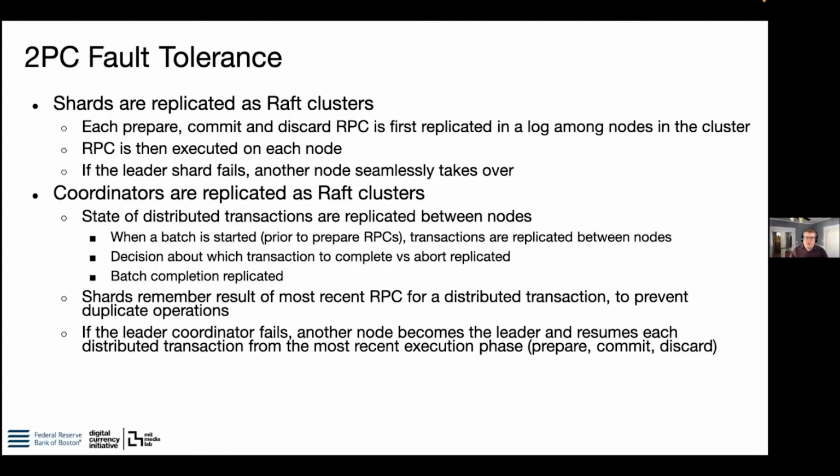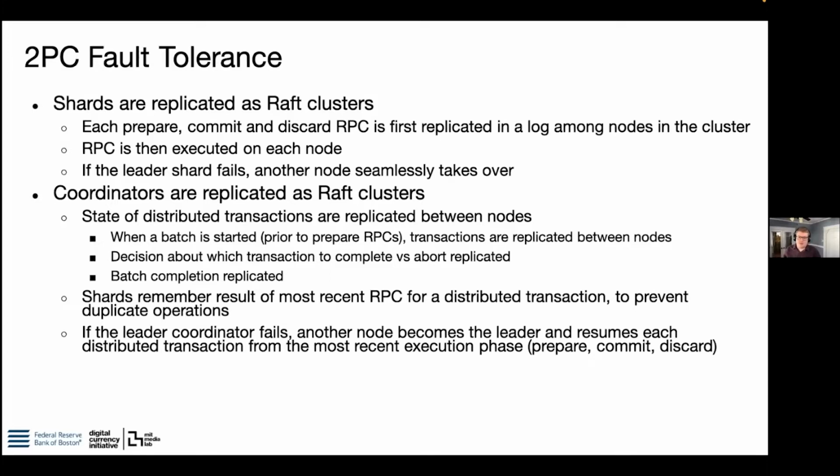So moving on, the way we get fault tolerance in this architecture is similar, except now the shards are also replicated as Raft clusters. So every RPC that the shard receives from a coordinator is first replicated in the replicated state machine before being executed and the response sent to the coordinator. And so if the leader shard in the cluster fails, one of the followers can seamlessly take over from where the previous leader left off.